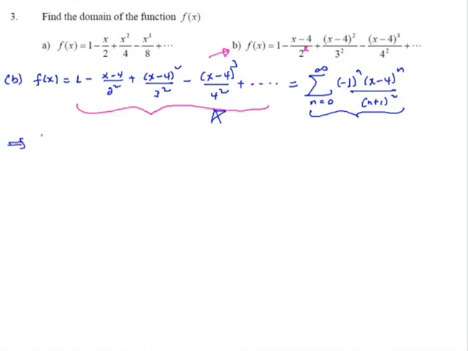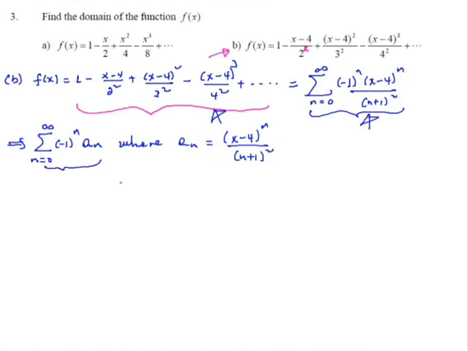So if this is the case we can have the summation n starting from 0 to infinity, minus 1 the power of n times a_n, where this a_n is x minus 4 the power of n over n plus 1 the whole square ይሆናል ማለት ነው። ይሄንን summation shortly እንደዚህ አድርገን መጻፍ እንችላለን። So if this is the case now we can apply alternating series test.